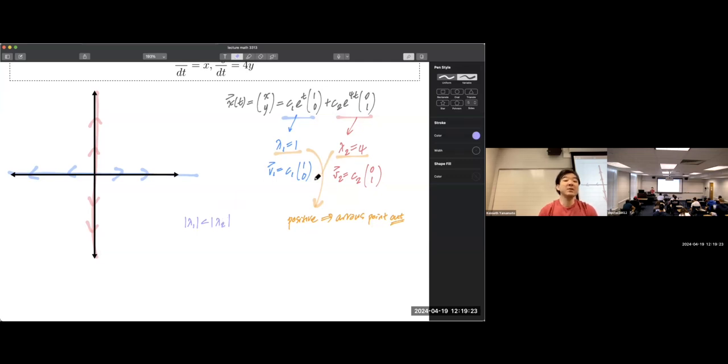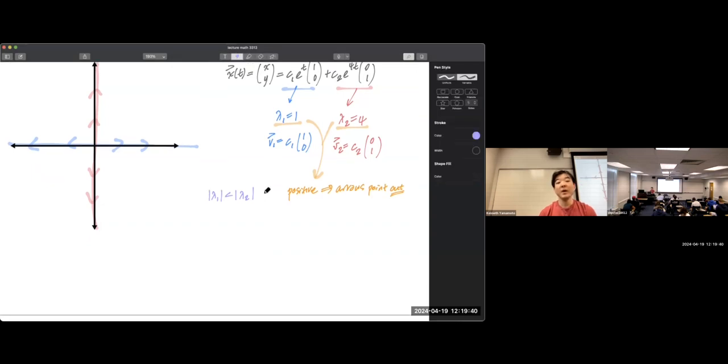You don't even need to take the absolute value because these are positive, but in general, you do need to take the absolute value because they could be negative, and it's really about the magnitude rather than the actual sign. So when lambda 1 is less than lambda 2, you're going to be tangent to the one that has the lower magnitude eigenvalue. So that means you're going to be tangent to eigenvector 1 as you approach the origin.